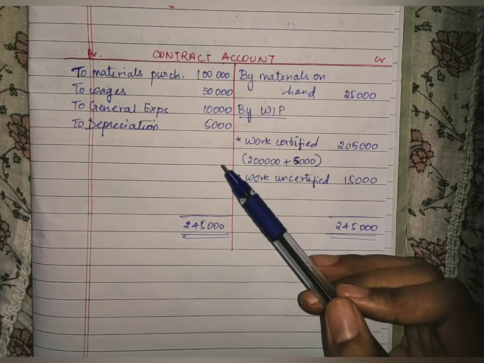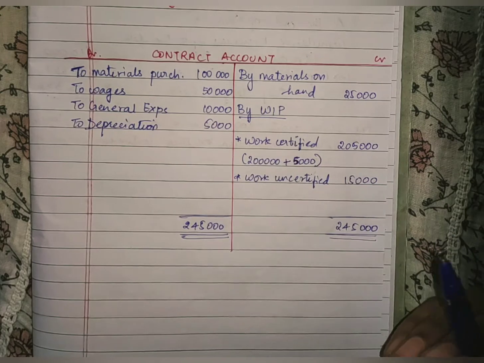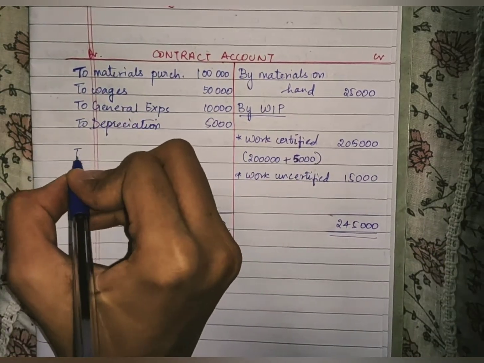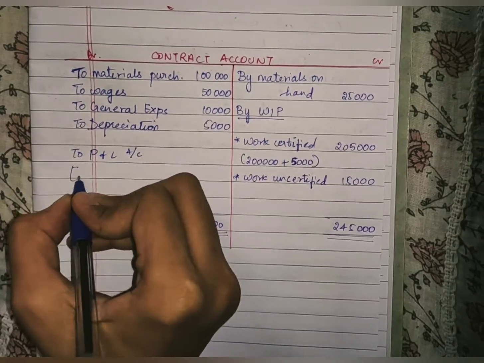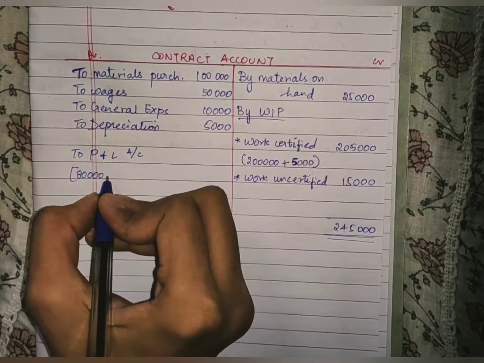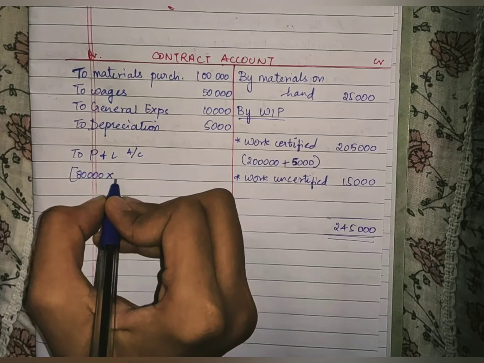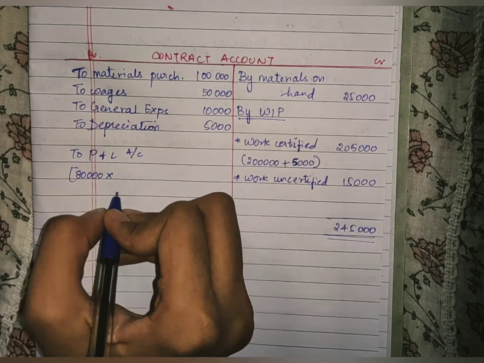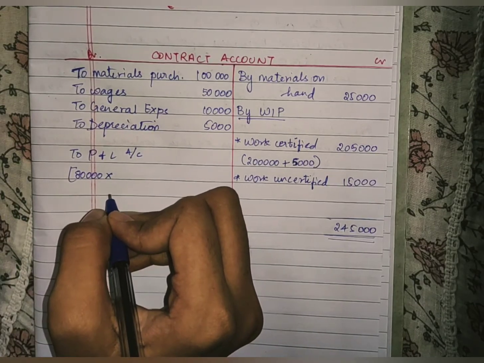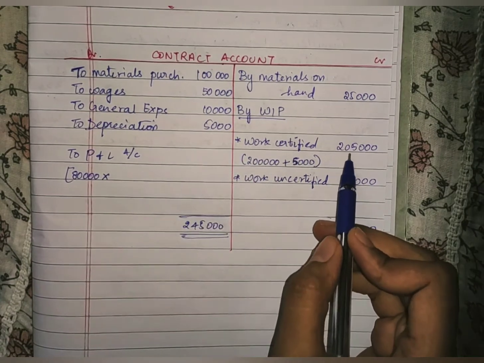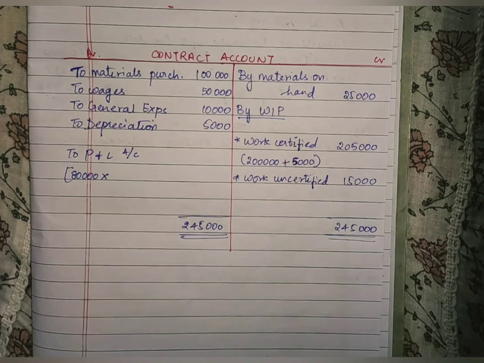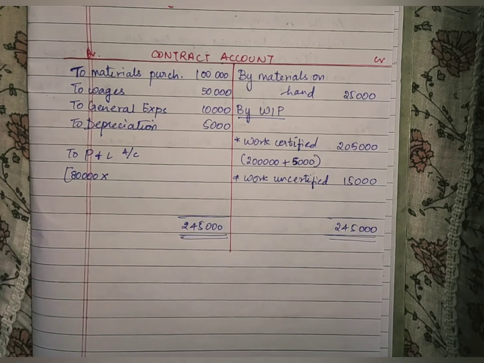So, in this 80,000, how much you have to transfer to P&L? So, let's write to P&L account. 80,000 is the profit into, we must write percentage of completion of this contract. 5 lakh is the value of the contract, in which work certified is 205. So your percentage of completion comes to 40%.